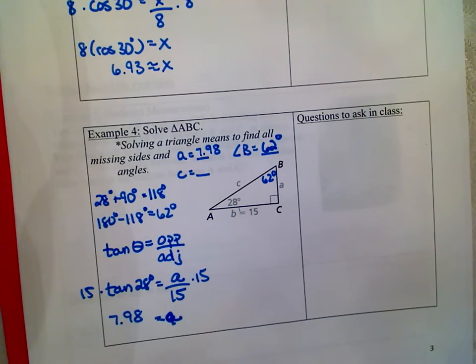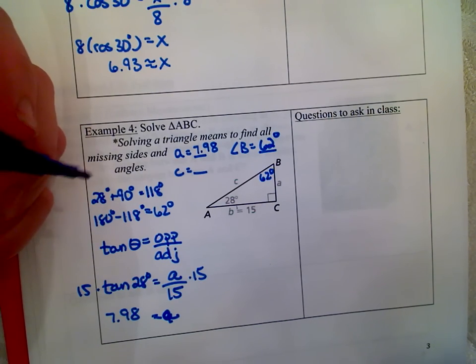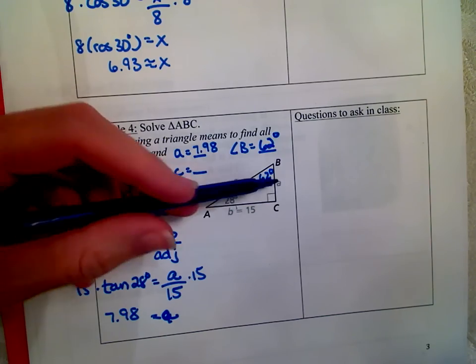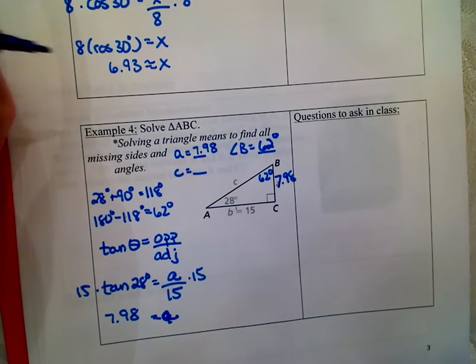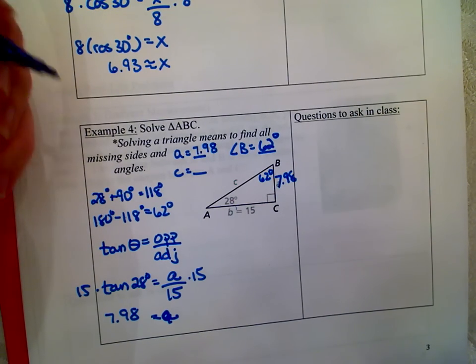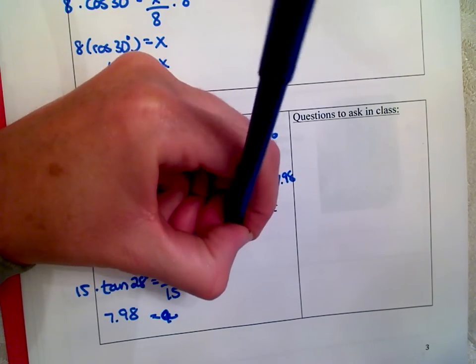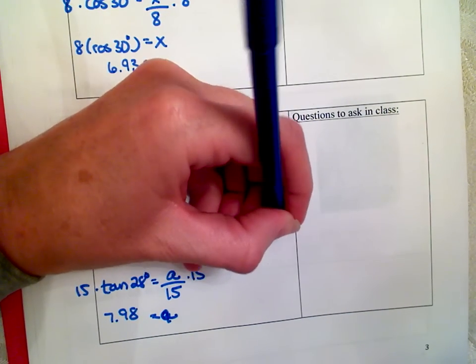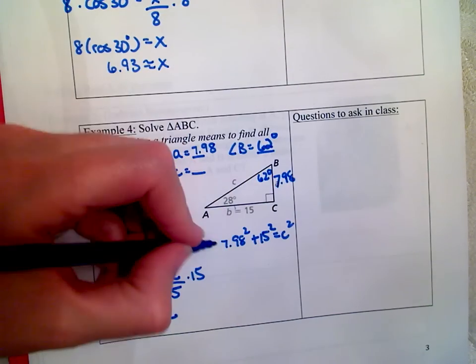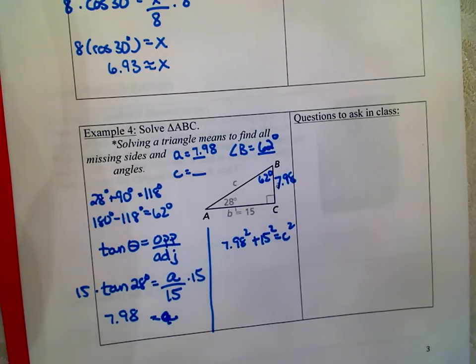Now, you have an option to find side C. You can use another trig function. Or, because we now have two sides of the right triangle, we can do what we did from the last video and just use the Pythagorean theorem. And we can do 7.98 squared plus 15 squared equals c squared. And you can do that and solve for that third side as well. It doesn't matter. Either one is fine.